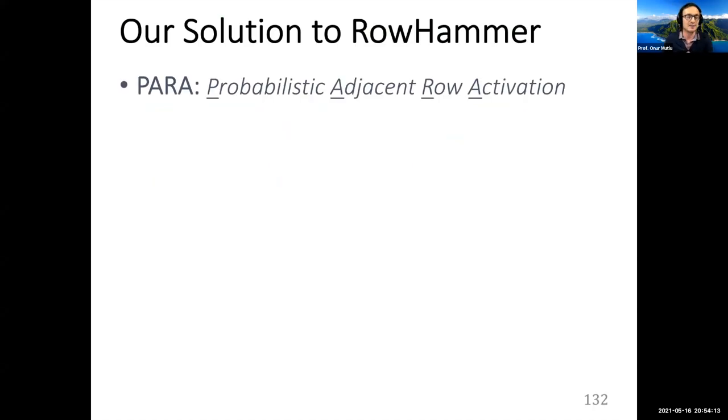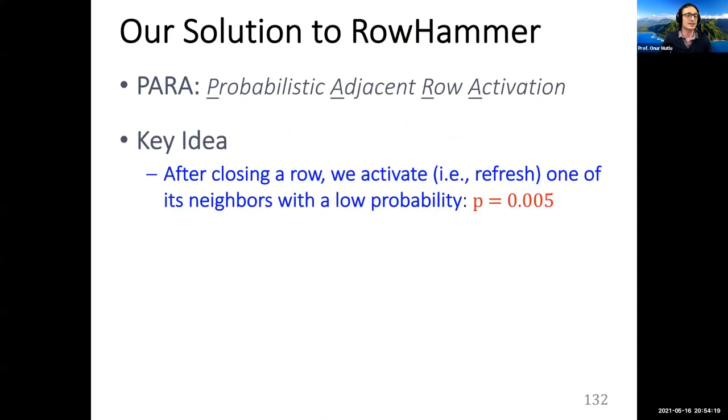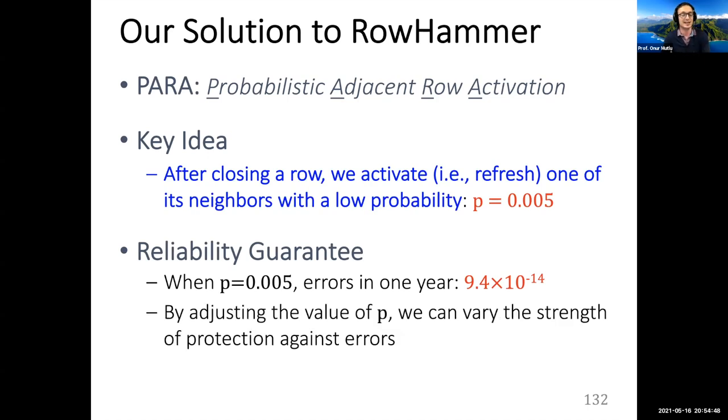And one direction that we followed in our solution was probabilistic adjacent row activation. And the idea is very simple. After closing a row, the memory controller probabilistically activates just the neighbors of the row with very low probability. And that's the idea over here. You don't refresh the entire memory more often, but the memory controller is intelligent. It knows at what fraction you will get errors and basically sets a fraction such that it would activate just the adjacent neighbor rows frequently enough so that it doesn't lead to bit flips. And this leads to a great reliability guarantee, and you can read the paper. If you're paranoid, you can change the value of P so that you can increase the protection.